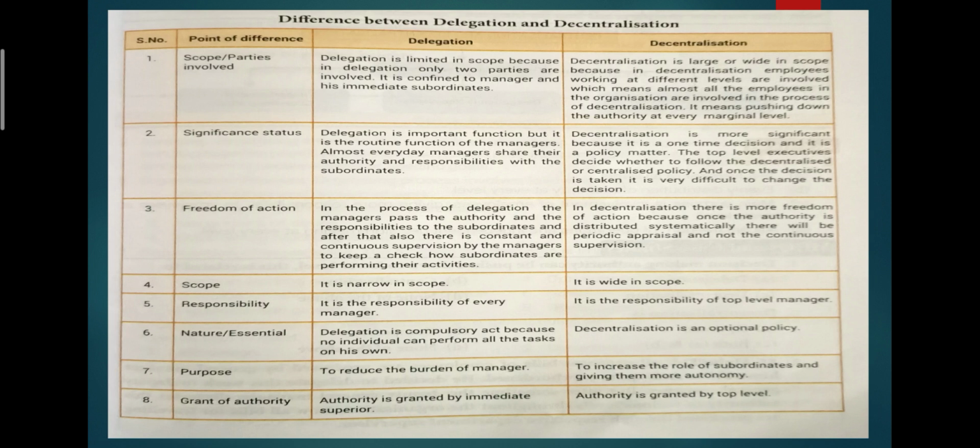Freedom of action. In the process of delegation, manager passes the authority and responsibility to subordinate, but he keeps a continuous check. Continuously freedom इतनी ज़्यादा नहीं होती. And decentralization में there is more freedom with the employees. Scope, it has narrow scope. Delegation, decentralization has wider scope.